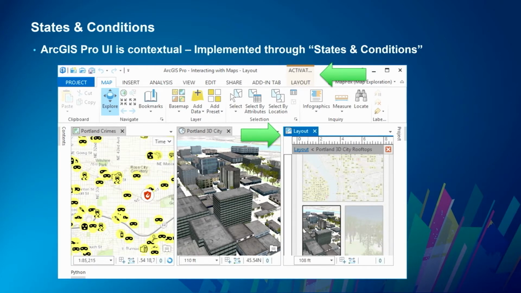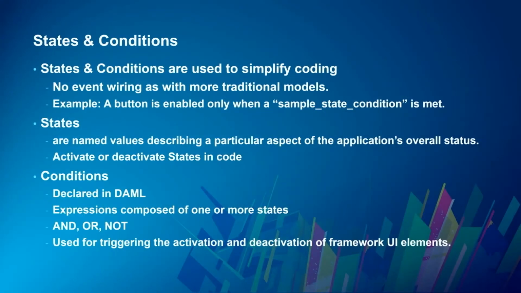There's a state within ArcGIS Pro, and we have conditions that know what the state is that drive our UI. So a little bit about states and conditions. States and conditions are used to simplify coding. There's no event wiring like we have with more traditional models. So the example would be a button is enabled only when a certain sample state condition is true.